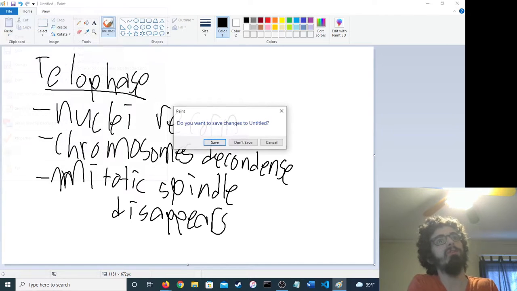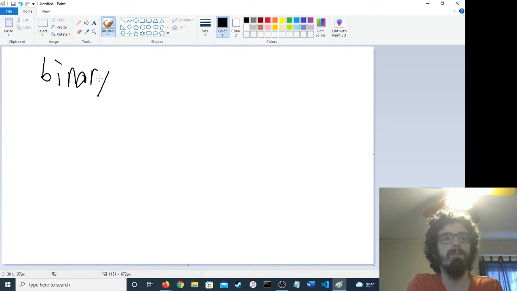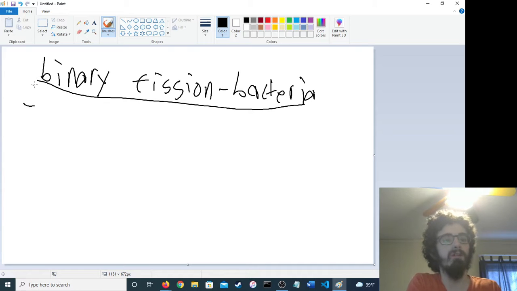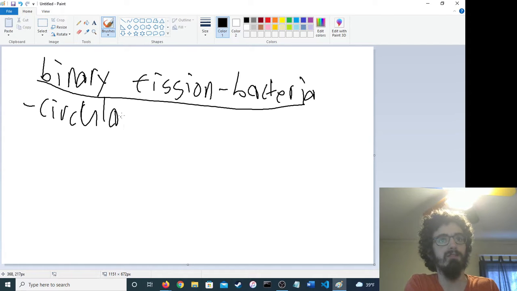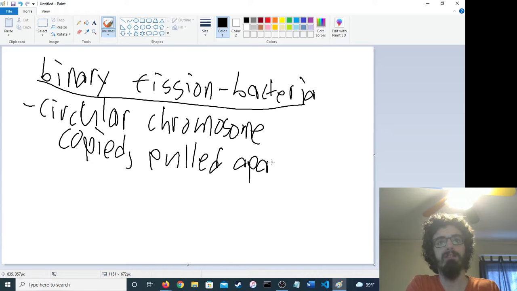Okay, so now we'll go over binary fission in bacteria. So basically the circular chromosome of the bacteria is copied, pulled apart, then the bacteria is split.